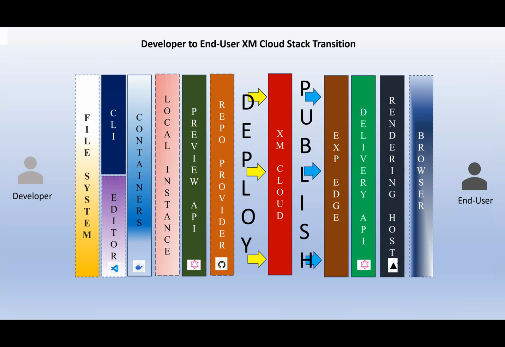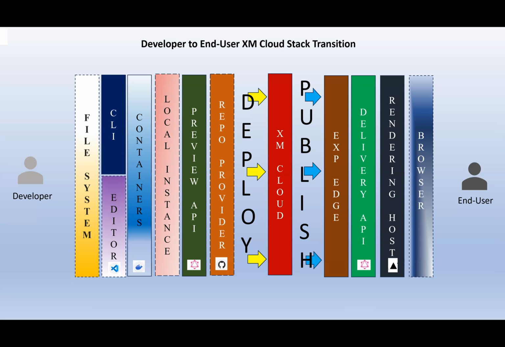Next, the different entities. When you talk about XM Cloud, you have a developer and an end user. You have a rendering host. The rendering host is what serves your cached HTML, CSS and the artifacts, and it goes through the CDN and reaches the end user. There is also a delivery API. Delivery API is GraphQL based, so you can reach the edge schema through the delivery API. And your published content goes to Experience Edge from XM Cloud.